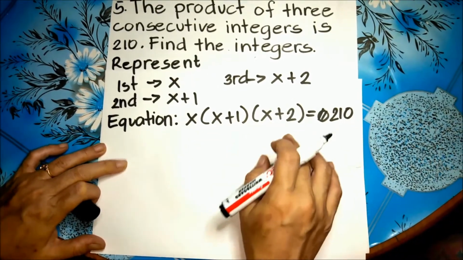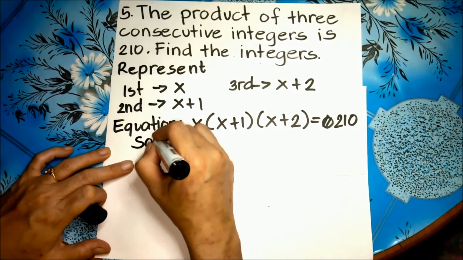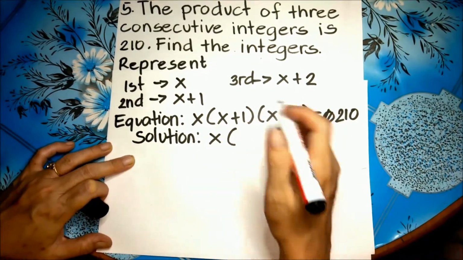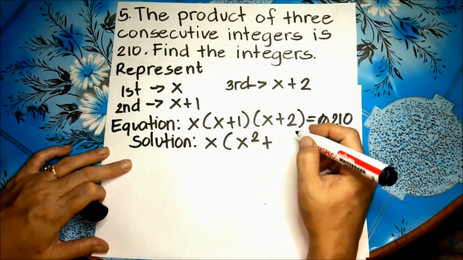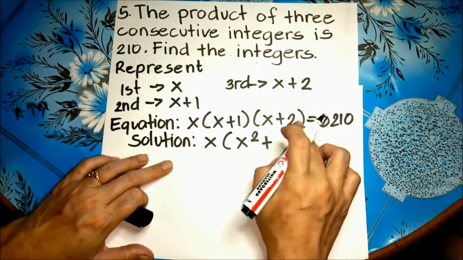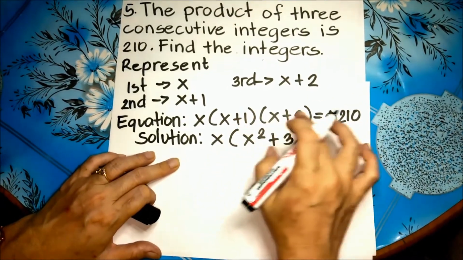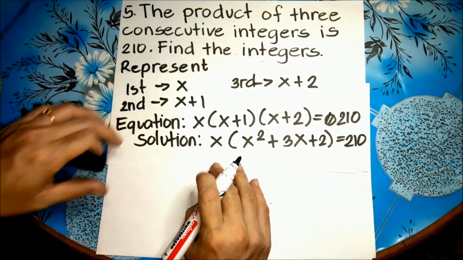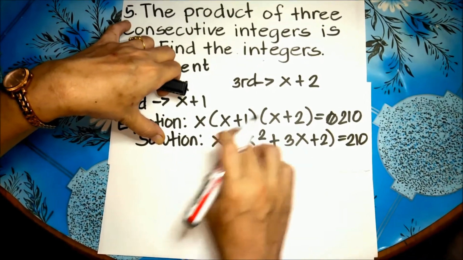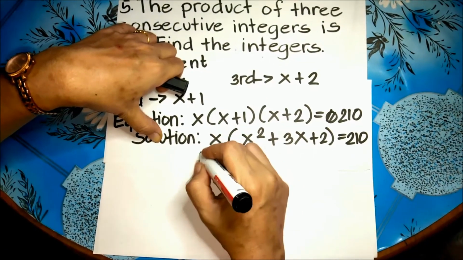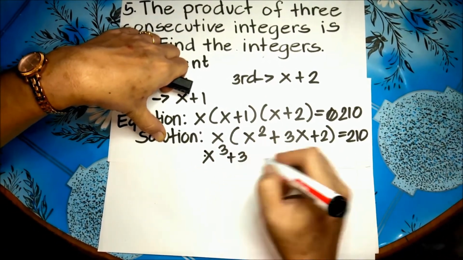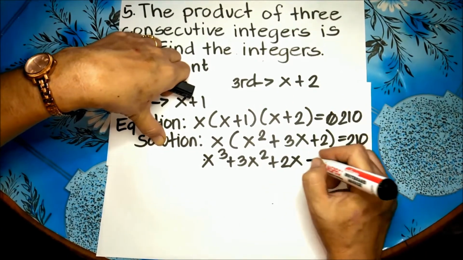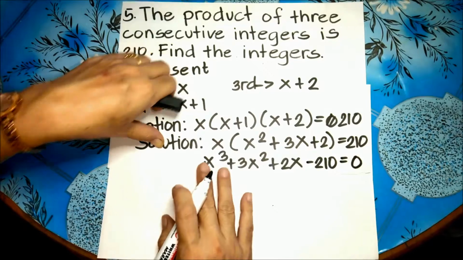So, let us first multiply the two binomials. So, that is x times x, using the FOIL method, we have x squared plus x plus 2x, you have 3x. Then 1 times 2 is 2 equals 210. Now, distributing x to all the terms of the equation, we have x cubed plus 3x squared plus 2x, transpose 210, and that is equal to 0.